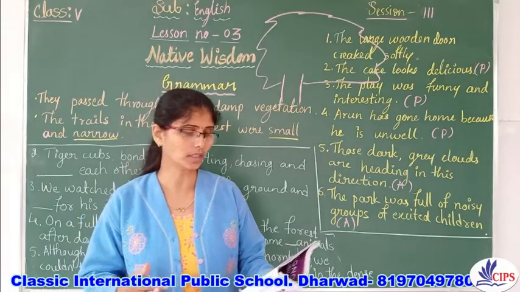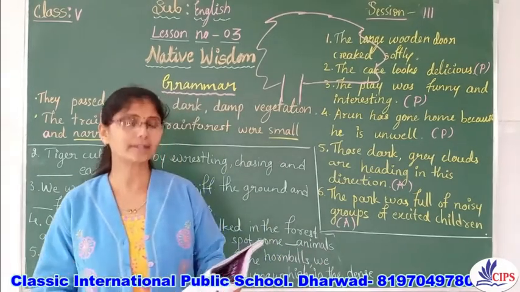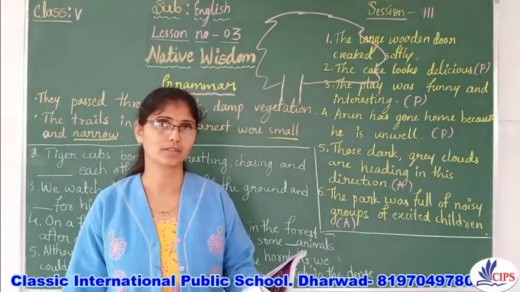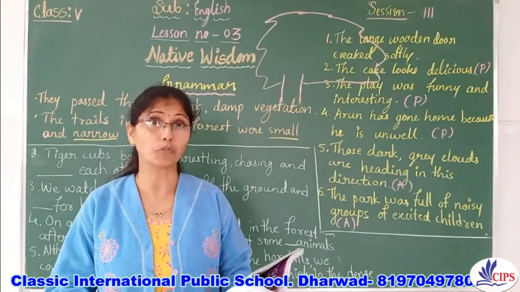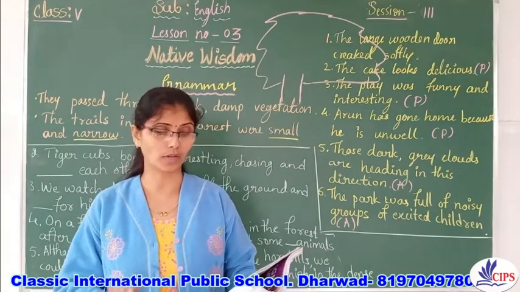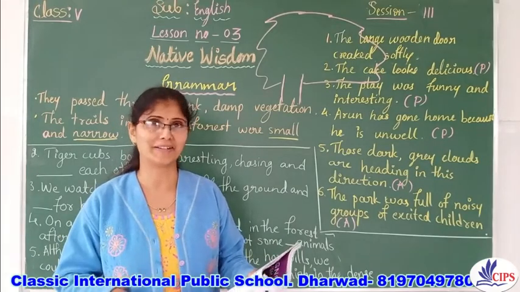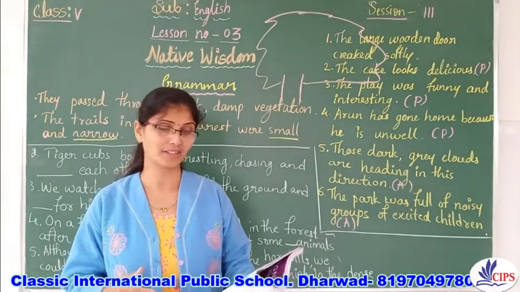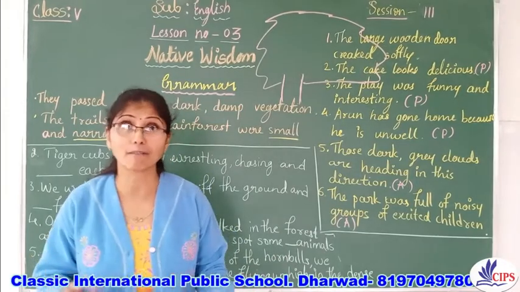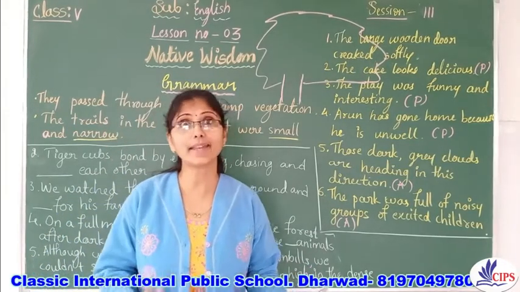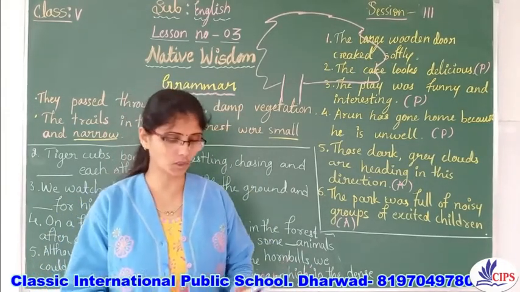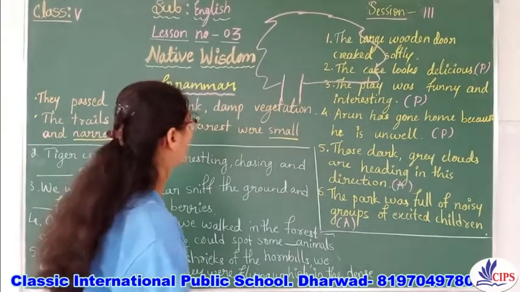Getting it, children? Here, the leopard had killed the deer actually. The vulture was waiting. Okay, it waited very patiently for whom? The leopard. For what reason? So they could scavenge, eat the meat of that dead animal. Right, children? Observe the second one.